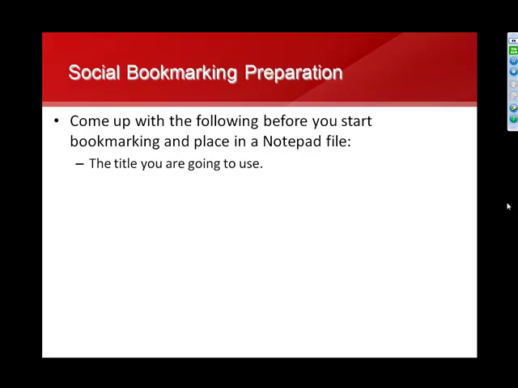The first thing is to come up with the title that you are going to use for your bookmarks. In this case, it's going to be the core keyword phrase that you're trying to go after. So, for example, let's say I'm trying to go after the keyword phrase weight loss articles. The title of my bookmark would be weight loss articles. That's my core keyword phrase, and that's what I'm going to submit to the social bookmarking sites as my title.